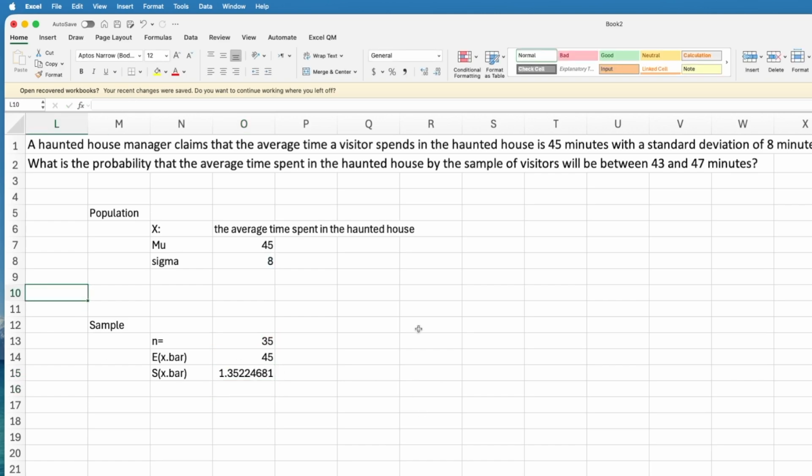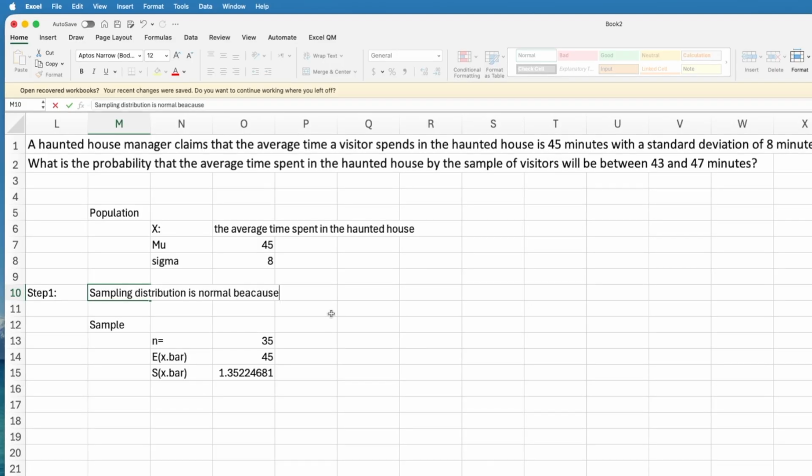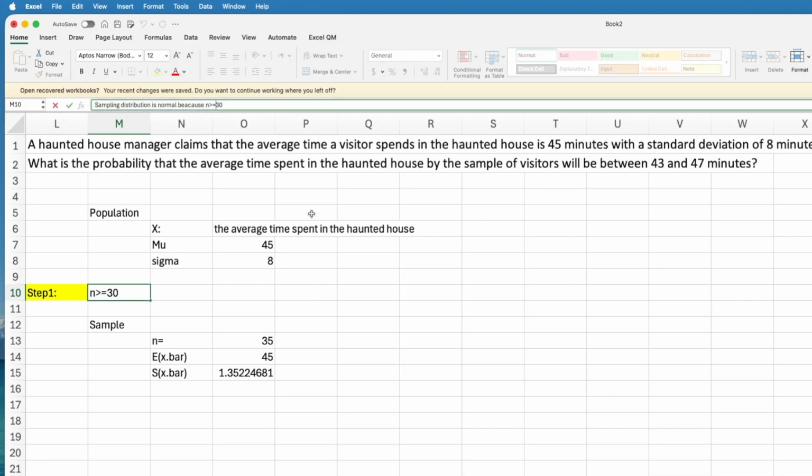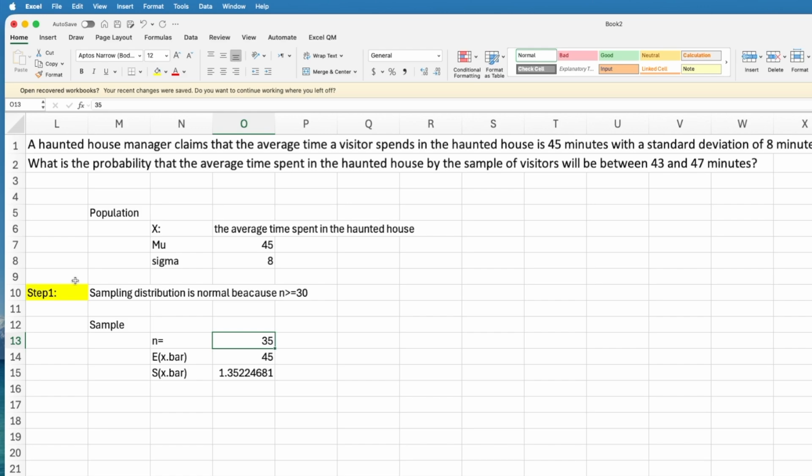So step 1 is identifying whether the sampling distribution is normal. Sampling distribution is normal because n is more than 30. So according to the central limit theorem, if n is more than or equal to 30, then sampling distribution is normal. Here n is 35, therefore sampling distribution is normal. Step 2, update the features for the sample, which we already did. The mean and standard deviation for sampling distribution is updated.